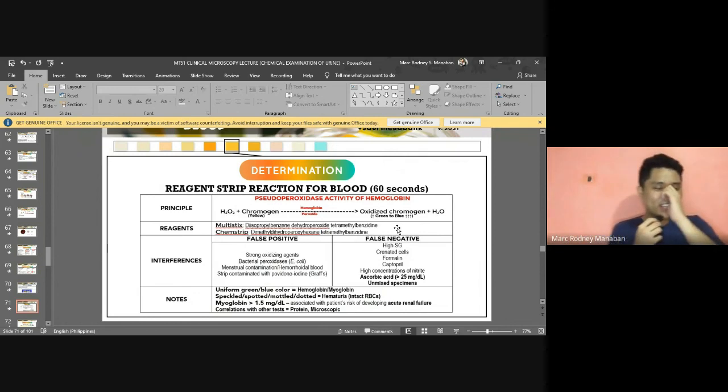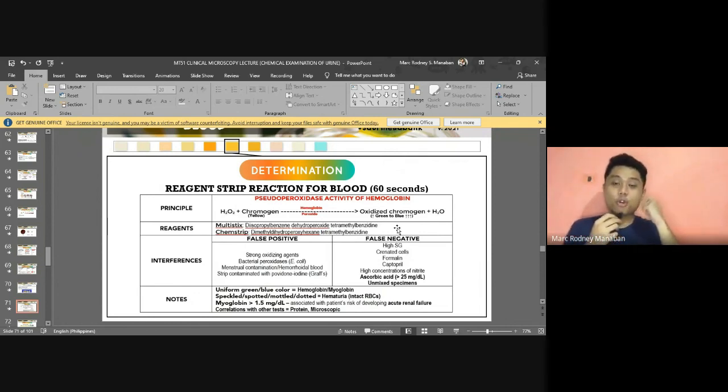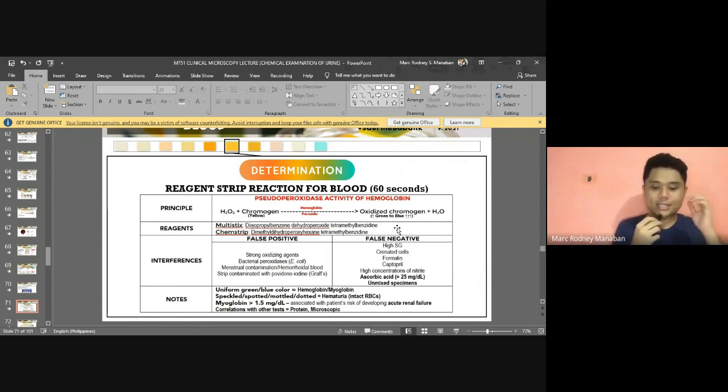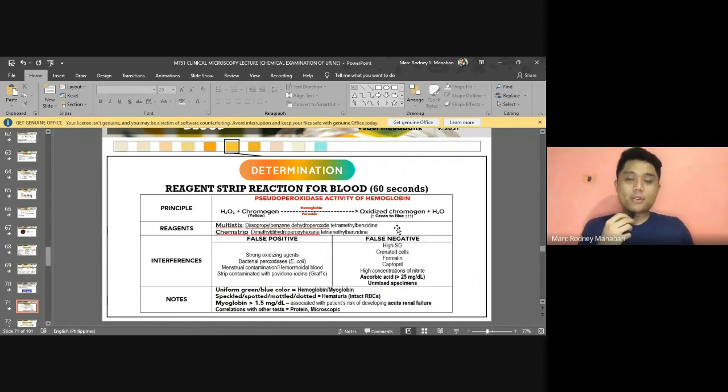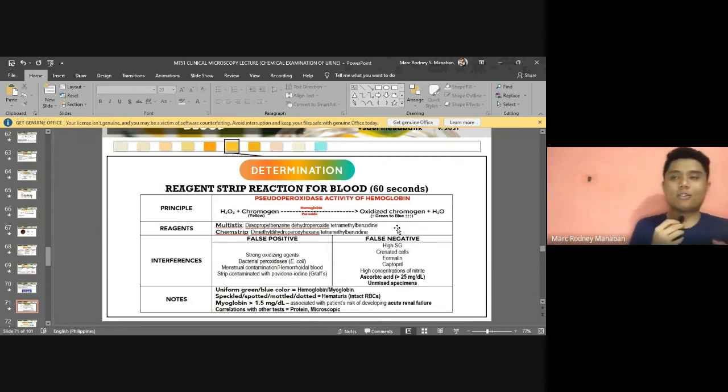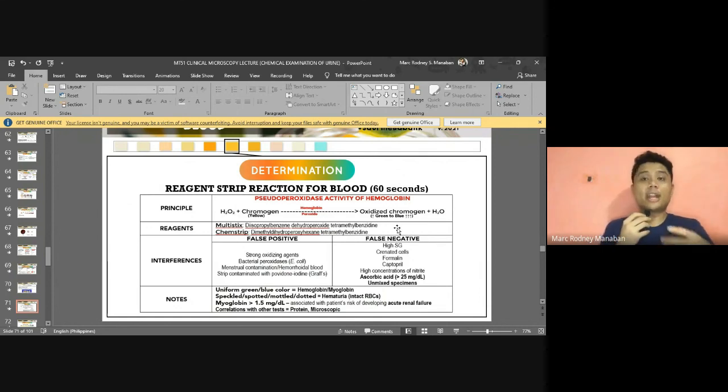All right. Now, what are the interferences? Of course, false positive, strong oxidizing agent. Same na gyapon, it oxidizes, no? Same siya principle, oxidase or oxidizing. Bacterial peroxidases, example, those produced by E. coli. Menstrual contamination, of course, especially from females na nag-collect of urine during their period, all right? And strip contaminated with povidone iodine, that's according to graph, no? So, contaminated with betadine, it can affect also, maybe similar principle, mo oxidize po siya, no?